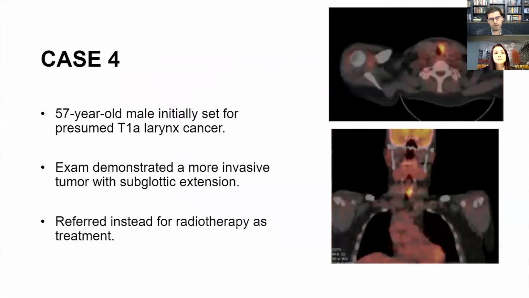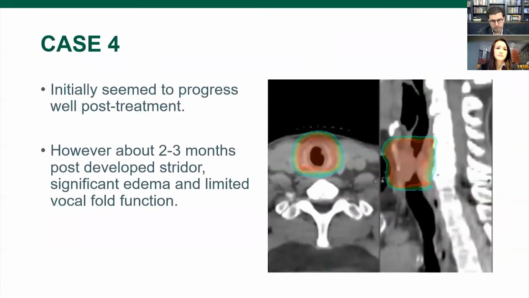And this is a case I wanted to illustrate that I thought was interesting. 57-year-old guy. He was initially staged as a T1A, but he came to see me and I was looking at him in the clinic, and he really had some subglottic extension. So it was really more of a larger T2 tumor. And you can see that in this PET scan. It's creeping below the vocal cords. And he was treated with radiotherapy. You could argue for adding chemo, but that's a separate discussion.